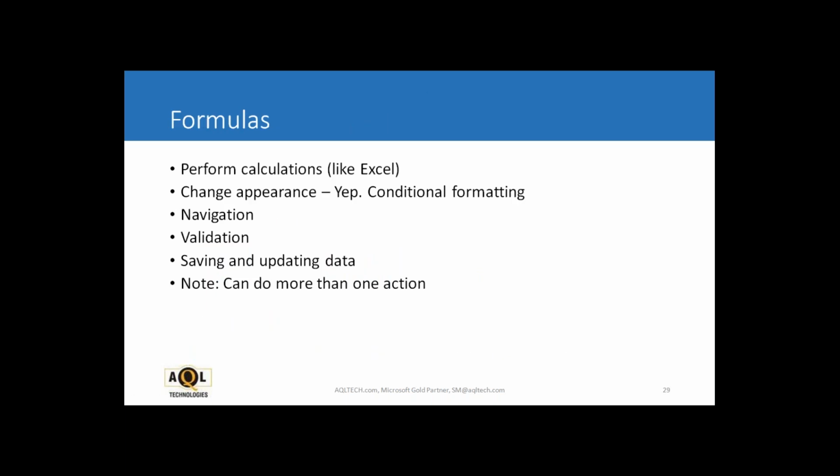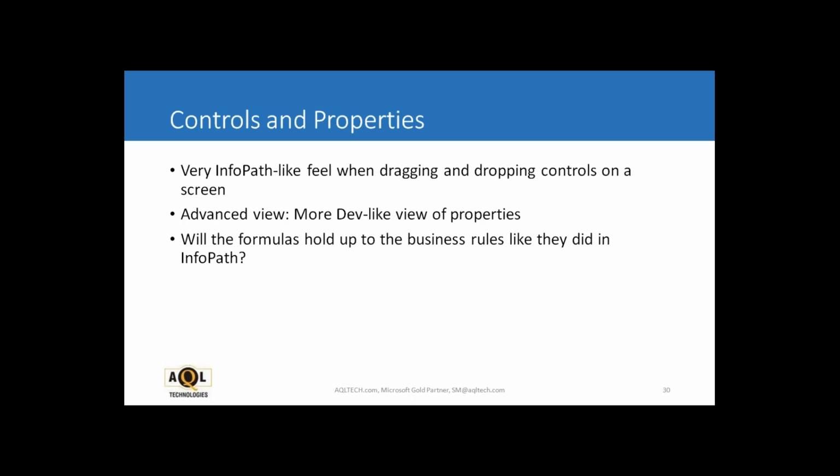A little bit about these formulas. We can use these formulas to perform calculations, and Microsoft has in-depth documentation on them. Change appearance, conditional formatting, navigation, validation, saving and updating data, and it can also do more than one action. Controls and properties have a very InfoPath-like feel when dragging and dropping controls on a screen. Advanced view is a more dev-like view of the properties. Will the formula hold up to the business rules like they did in InfoPath? It almost seems like they would.